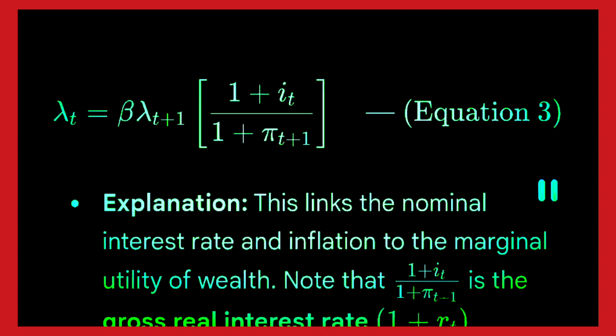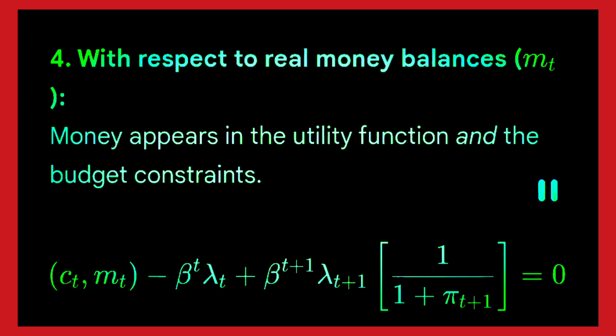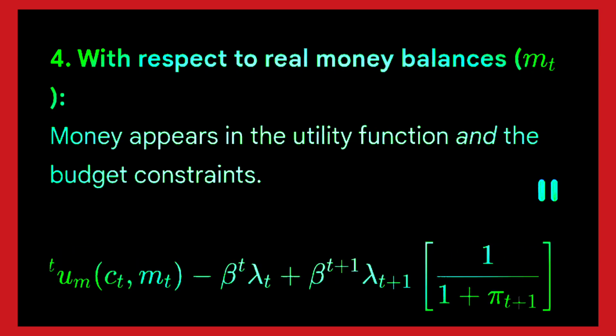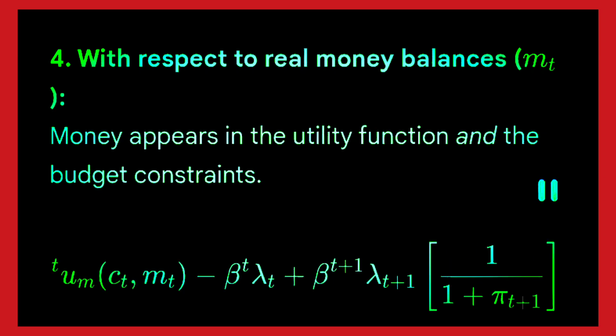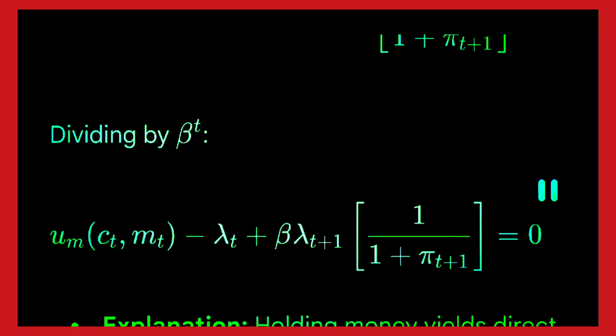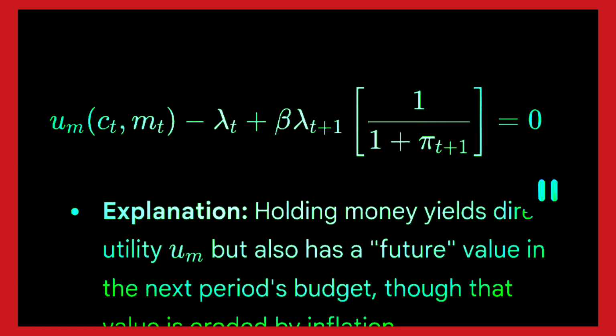4. With respect to real money balances, M_t. Money appears in the utility function and the budget constraints. Dividing by beta^t. Explanation. Holding money yields direct utility U_M but also has a future value in the next period's budget, though that value is eroded by inflation.